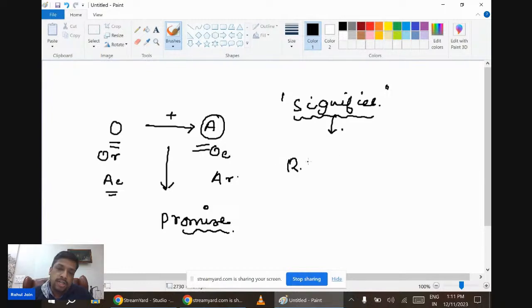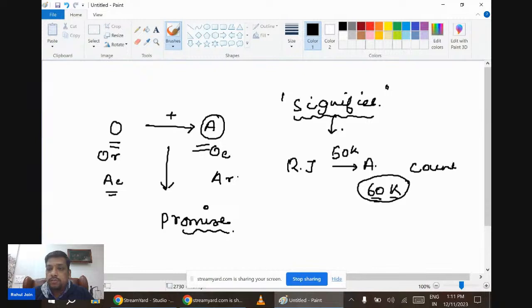For example, Rahul Jain sir is talking to Abhishek. Abhishek, will you sell me your phone for 50,000? He said, no, sir, 60,000. As soon as he said 60,000, this becomes a counter offer. And as soon as a counter offer is given, the previous offer stands revoked.